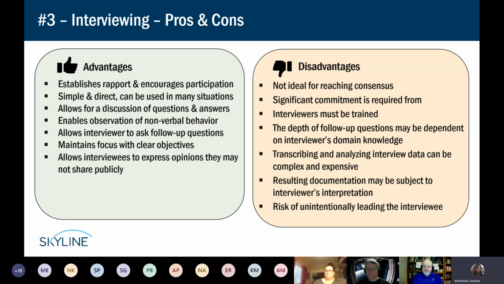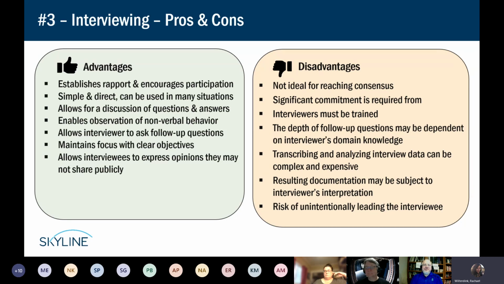There are a couple drawbacks of interviews, though. Obviously, the one-on-one is time-consuming and expensive. It's also not necessarily good at achieving consensus. So if you need to get a bunch of people to agree, then single individual one-on-one interviews are not going to get you there very quickly. If you have conflicting information, then you're going to have to go back and forth until you get that consensus. So that's also an expensive proposition.